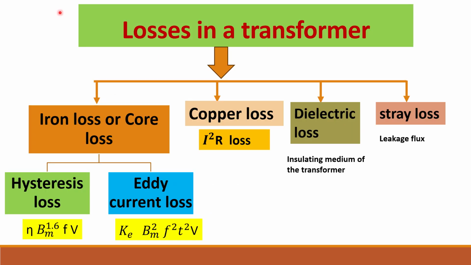Let us summarize what we have seen. The total losses in a transformer are core loss, copper loss, dielectric loss and stray loss. Core loss has two types, hysteresis loss and eddy current loss. Copper loss mainly depends upon the resistance in the windings, so it is I square R loss. And we have dielectric loss, which is due to the insulating medium of the transformer like transformer oil. And stray loss is the loss that occurs due to the leakage flux.